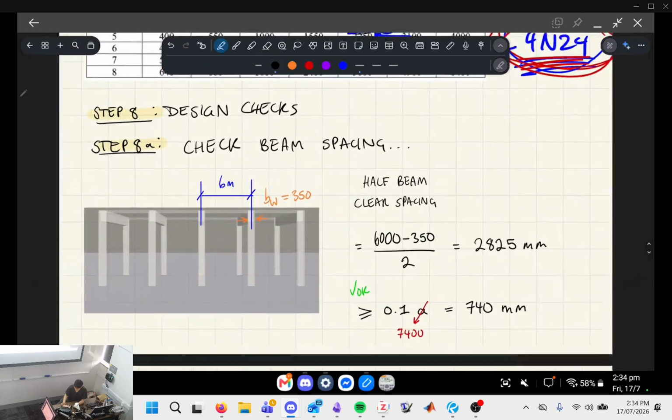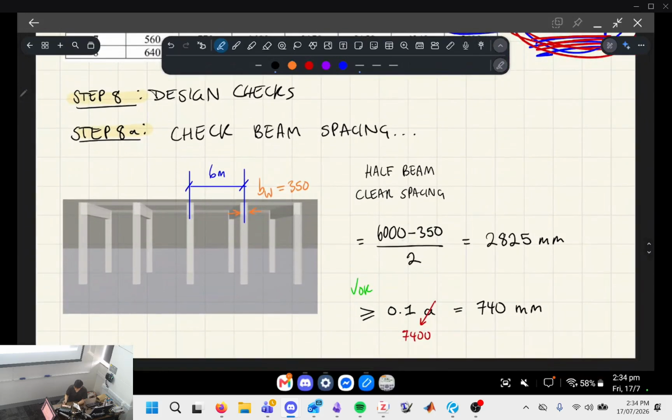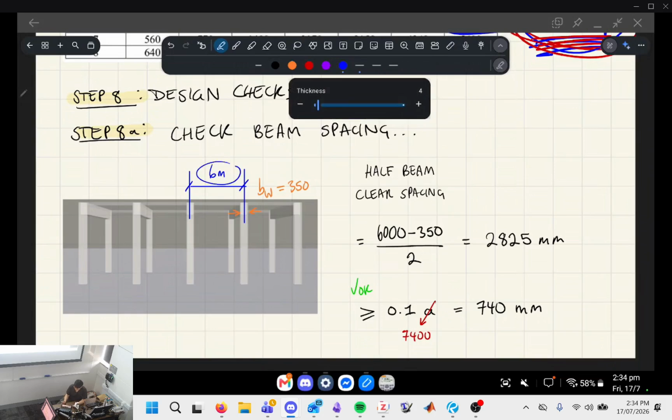Okay, so it's basically saying this should be greater than this. So what does this come from? It comes from half of the clear spacing between the beams. So we've got a spacing of 6 meters. That's actually not the clear spacing, but anyway. So we've got half of that. Oh, so sorry, there it is. Yeah, that's the beam width.